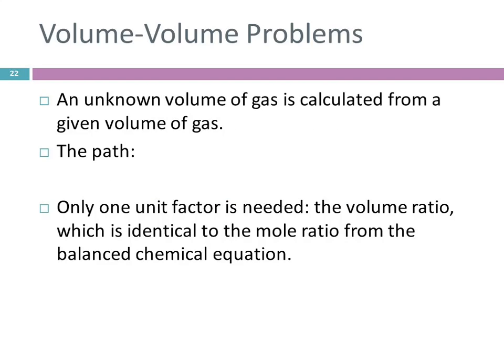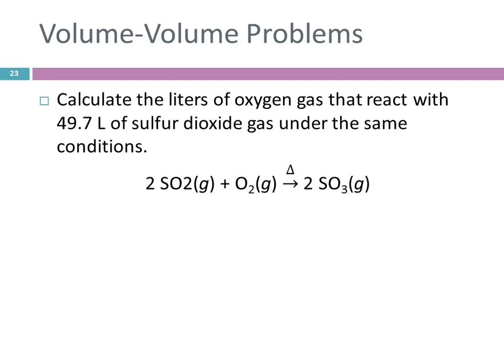So in these problems, we have an unknown volume of gas being calculated from a known volume of gas. The path here is different and simpler. It's liters to liters, just one to the other. We only need 1 unit factor. It's the volume ratio. The volume ratio is exactly the same as the mole ratio. Calculate the liters of oxygen gas that react with 49.7 liters of sulfur dioxide gas under the same conditions.